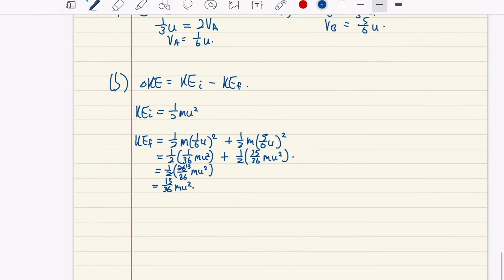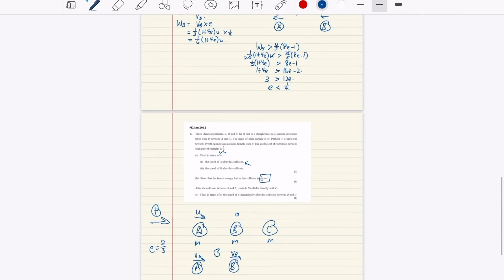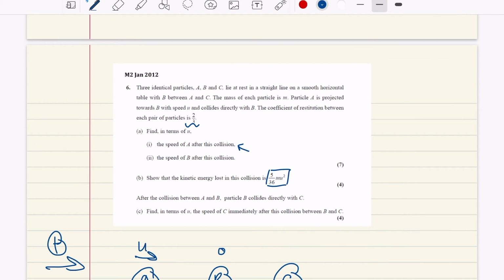Square. So the kinetic energy loss is equal to half mu squared minus 13 over 36 mu squared, which is equal to 5 over 36 mu squared joules. Yep, which is the correct answer.